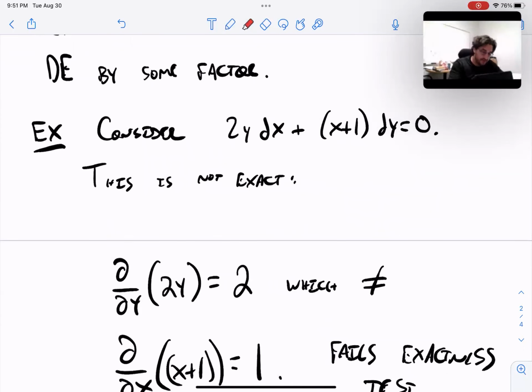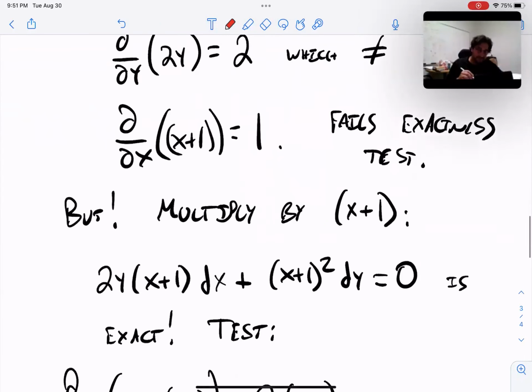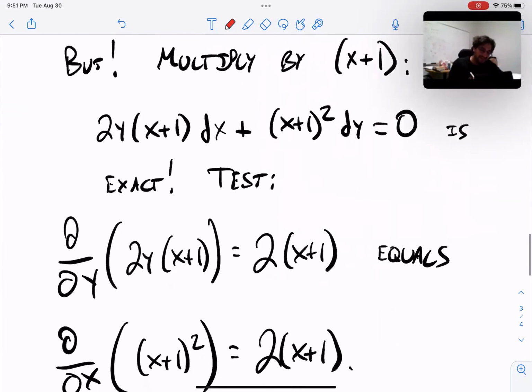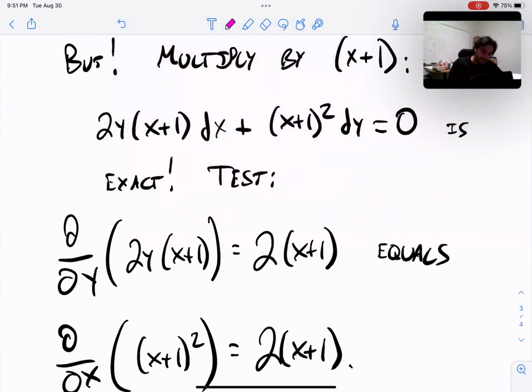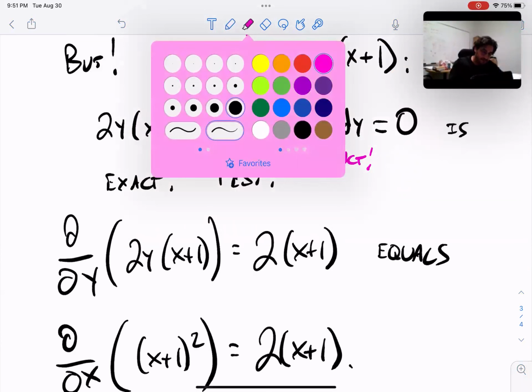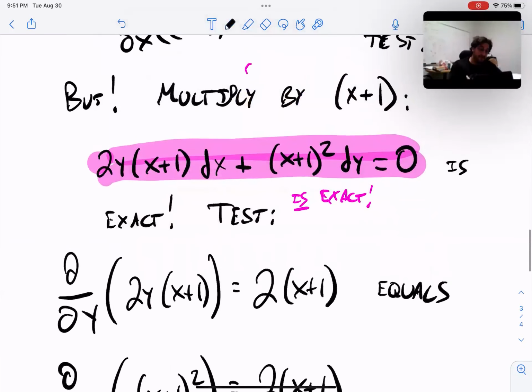So here, once again, what's the consequence? This was not exact, but then we took exactly that same equation and multiplied both sides by x plus 1, and we ended up with this differential equation, and this is exact. Even though they're equivalent, one is exact and one is not. That's what's sort of strange about this technique. And I didn't say at all where I got this from.